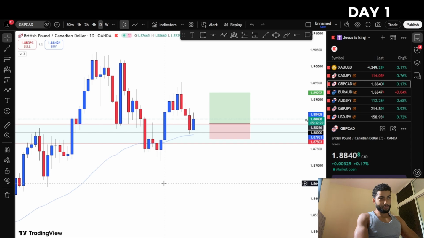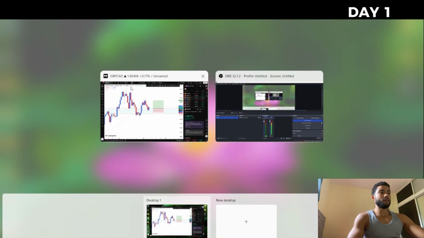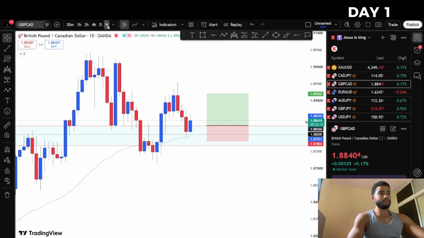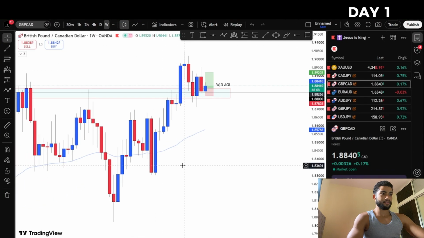This is one of the most difficult things to do when it comes to trading, which is doing nothing, which is just waiting for the market to give you the right opportunity. So in this case, the weekly time frame. Let's start off with my top-down analysis.